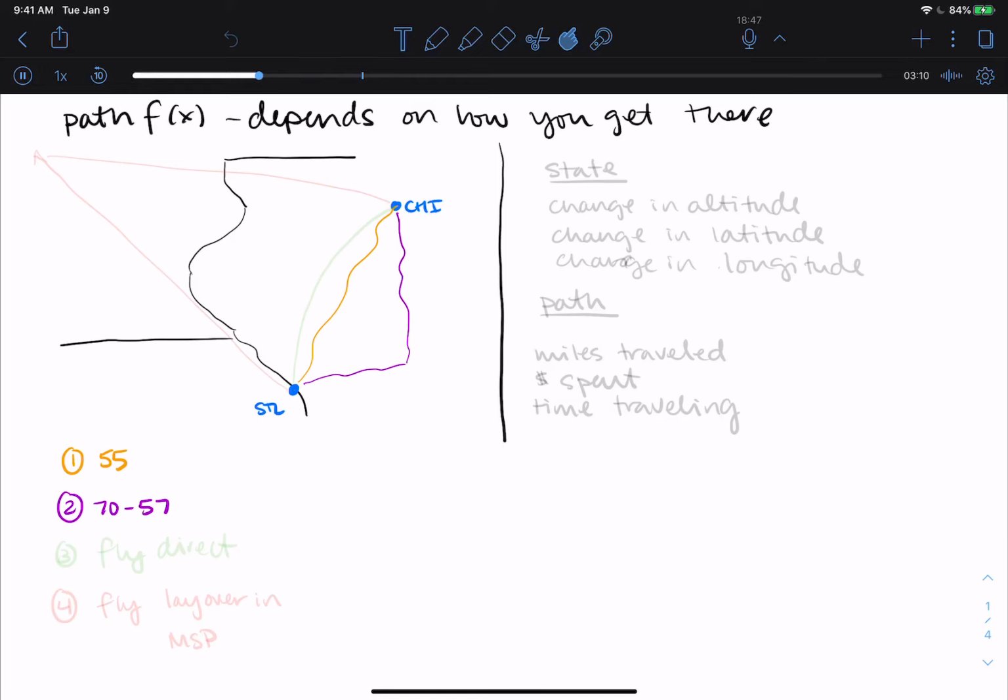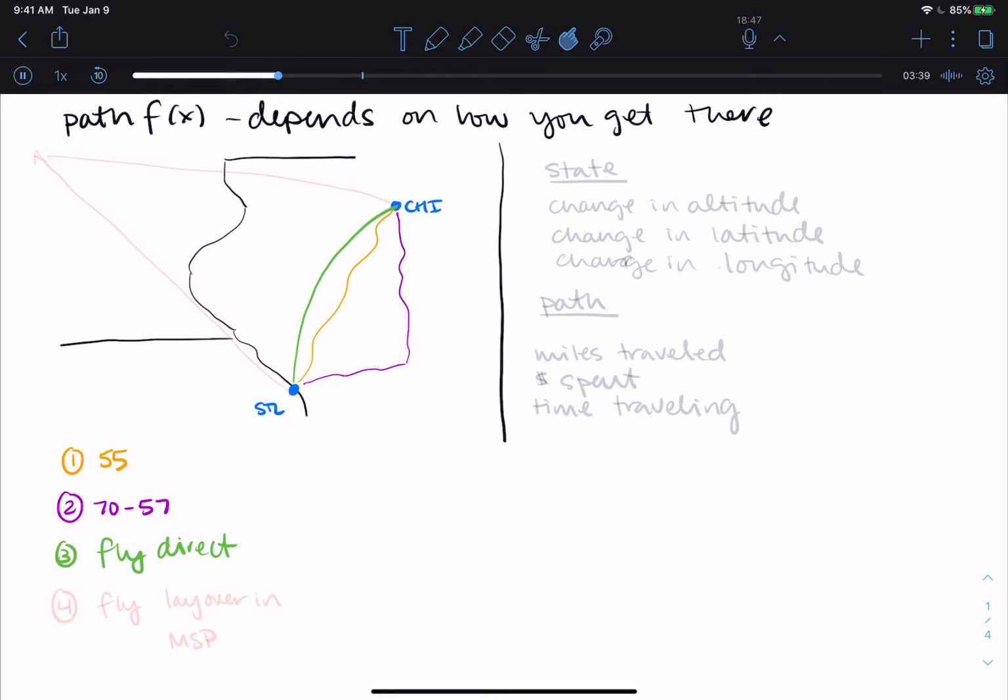And let's say you are not interested in driving, but you want to take a plane. It'll be a pretty straight path. It'll be a little bit curved. We'll call that fly direct. And then let's just do one that is super out there. It's a color we haven't used. Guess we're going red.